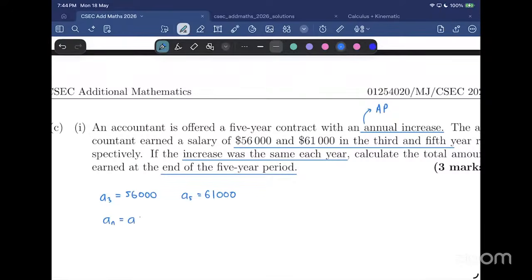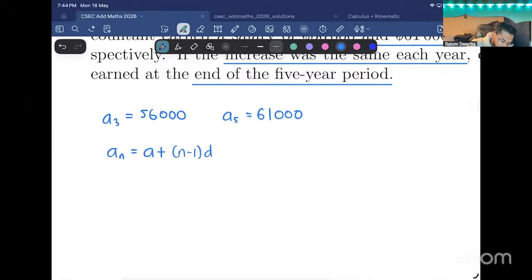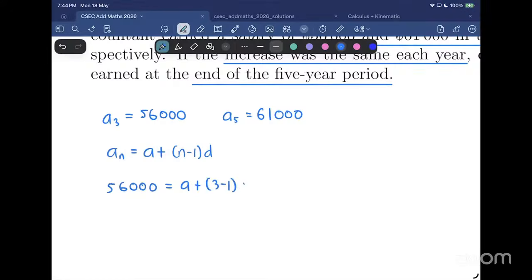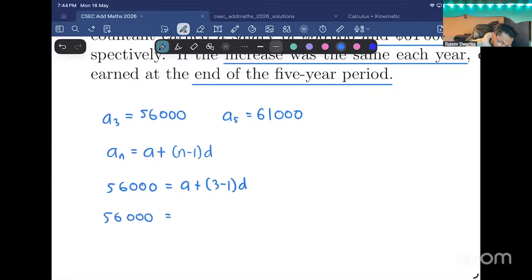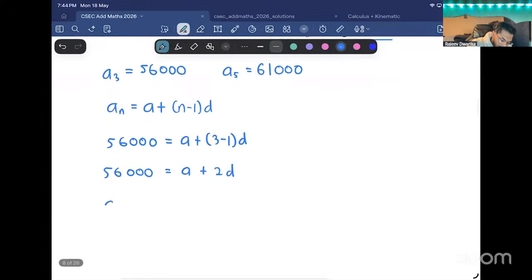A plus n minus 1 D. Right. If I use the third term, n will be 3, so that will be 56,000. Again, for the third term, that's going to be 3 minus 1, 2D. And I don't know what D is. So I'm going to end up with 56,000 equal to A plus 2D. If you want, you could flip it around.